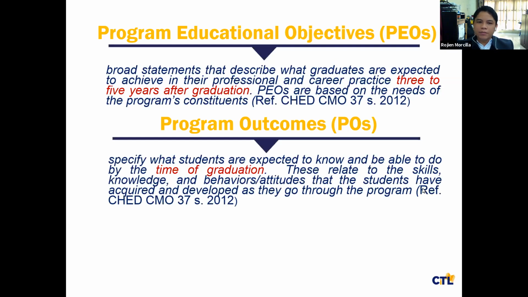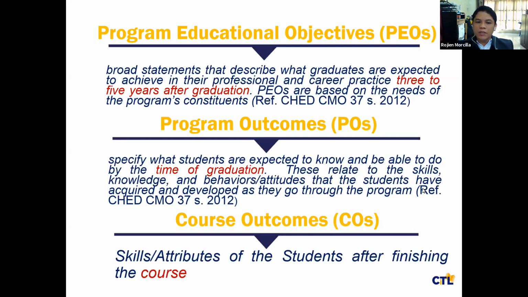Program outcomes specify what students are expected to know and be able to do by the time of graduation. It's clear, by the time of graduation, no? POs can be measured at the time of graduation. Now, this relates to the skills, knowledge, and behavior and attitudes that students have acquired and developed as they go through the program, as referenced by CMO 37 of 2012.